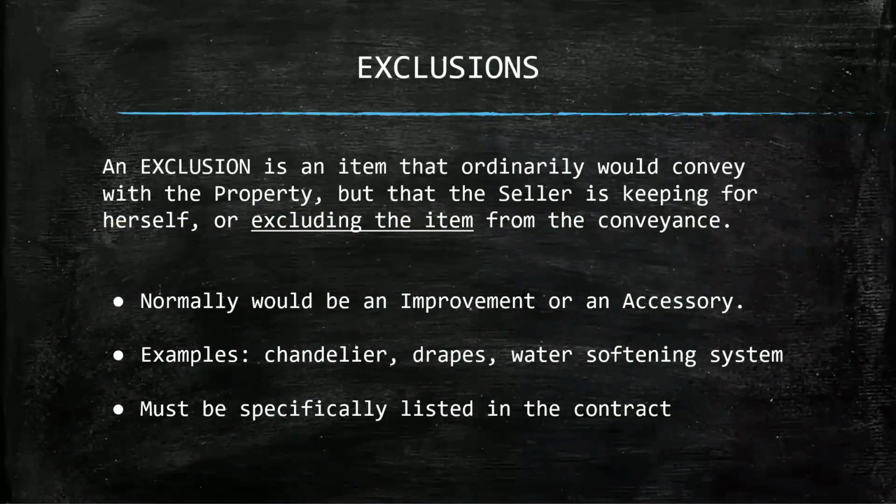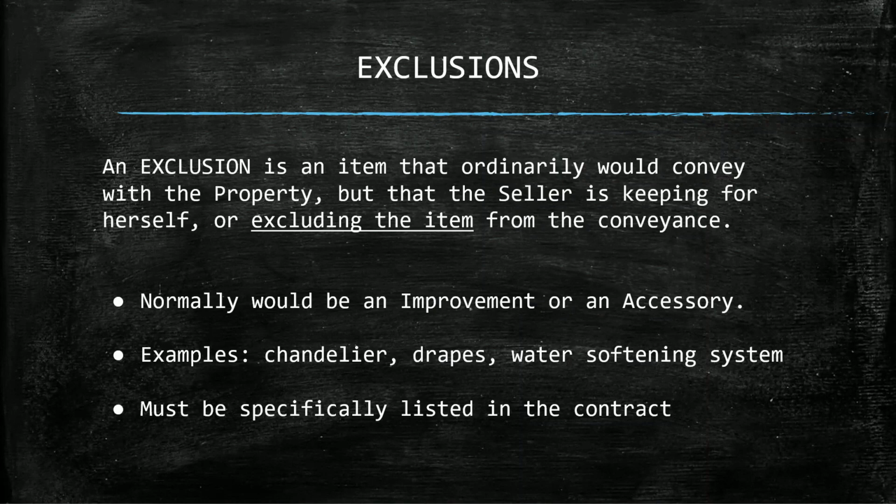It's an exclusion. Common examples of these are light fixtures, chandeliers, things like that. Drapes, window coverings, water softening systems are another one. Normally, those, of course, are plumbed into the house, and so they're considered improvements or accessories. But oftentimes sellers want to take that equipment with them. So they're going to have to specifically list the water softening system or any other improvement or accessory that they want to exclude from the contract. There is a place in paragraph 2 to list exclusions.